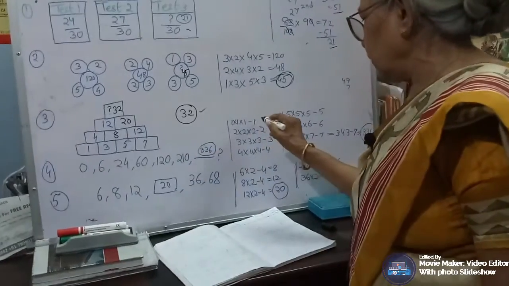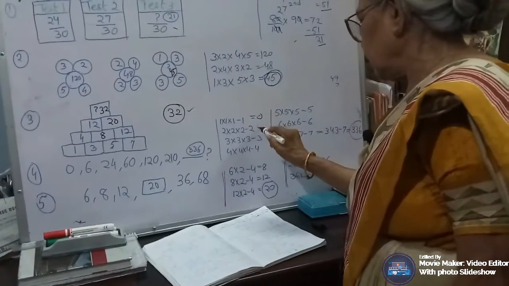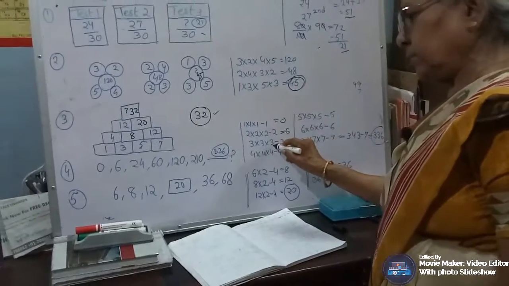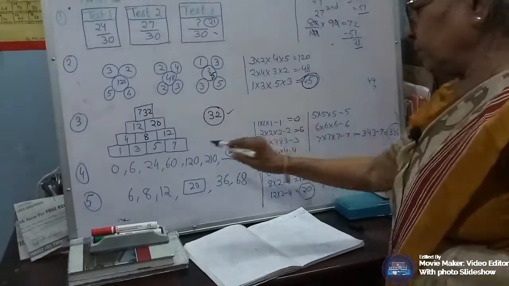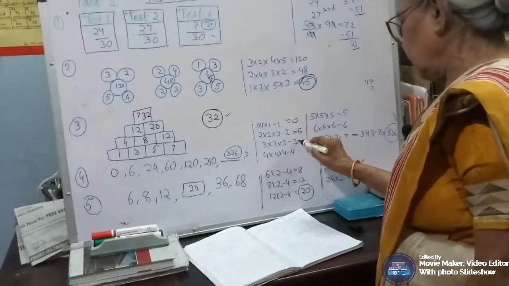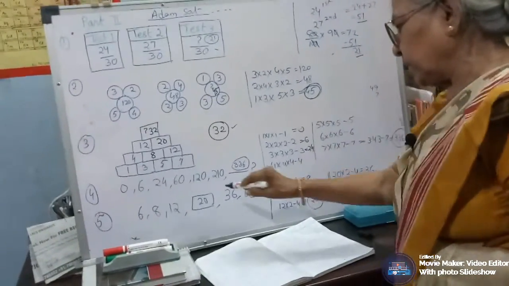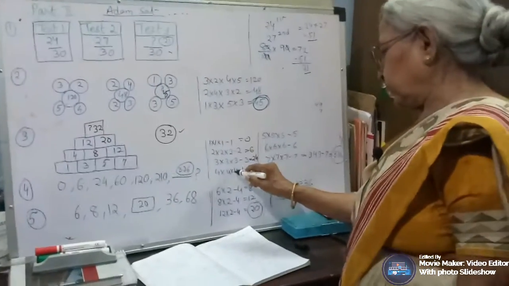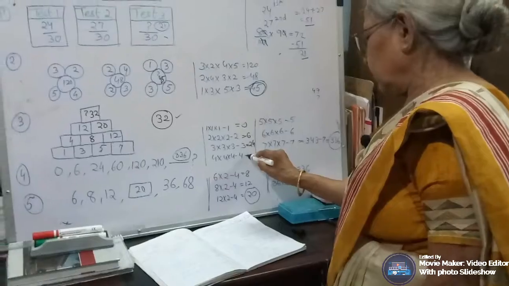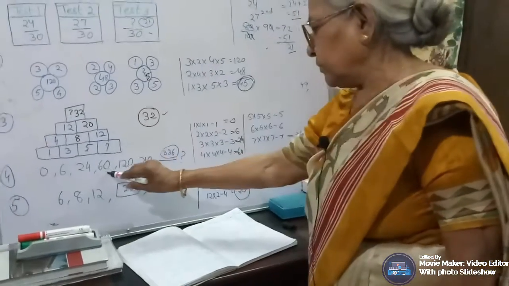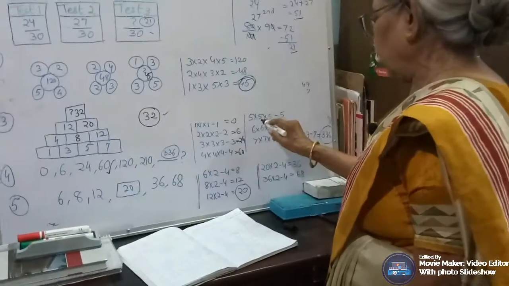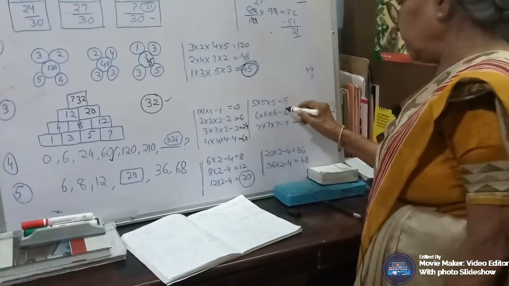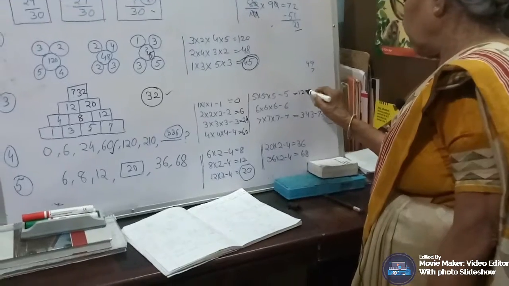Here it is 0 and this is 6. Now the same way, 3 into 3 into 3 is 27. 27 minus 3 is 24. Okay. 4 into 4 into 4: 4 4s are 16, 64 minus 4 is 60. Then 5 into 5 into 5 is 125 minus 5 is 120.